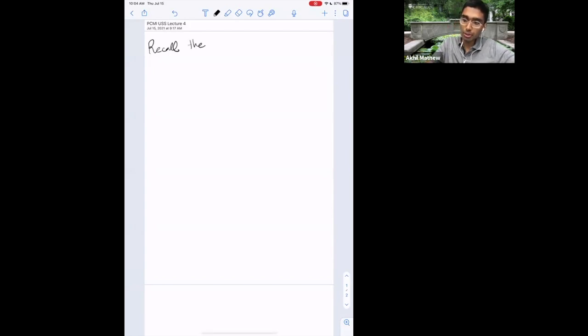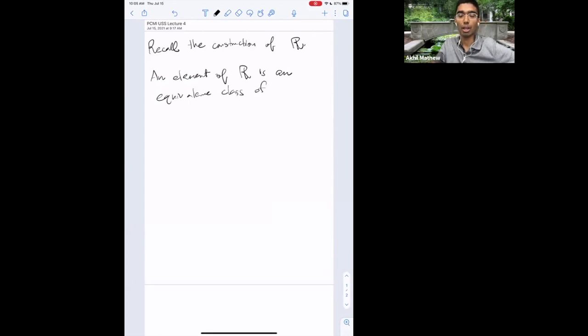So let's recall the construction of the real numbers. You've seen the construction of the real numbers, for example, via Dedekind cuts. But for this talk, it'll be more convenient to use the construction via Cauchy sequences, because Dedekind cuts rely on the ordering of the real numbers, which we're not going to have in this setting. So recall the construction of the real numbers. An element of R is an equivalence class of Cauchy sequences x sub i, where these are rational numbers. It's a Cauchy sequence, meaning that the differences x_i minus x_j go to zero as i and j go to infinity.